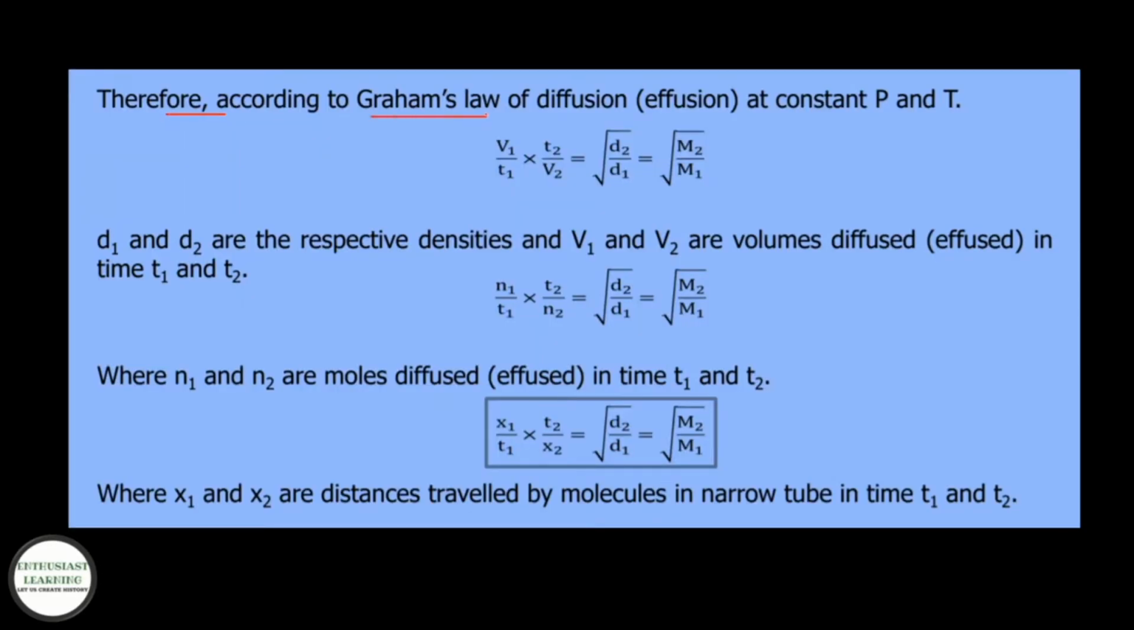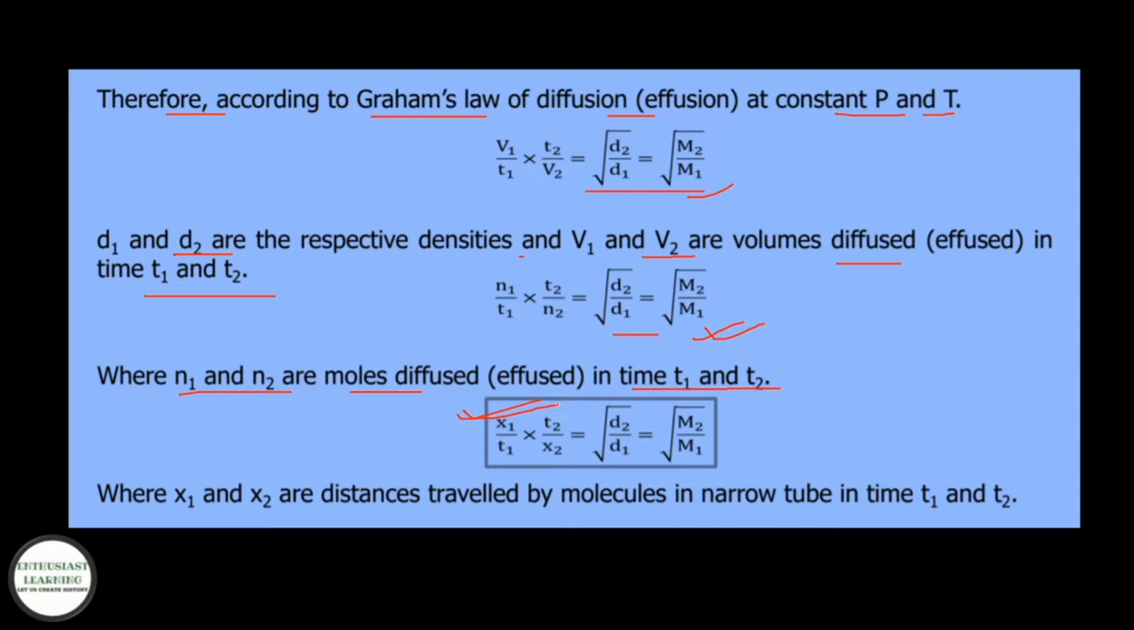Therefore, according to Graham's law of diffusion, at constant pressure and temperature, V1 by T1 into T2 by V2 is equal to root D2 by D1, which is also equal to root M2 by M1. D1 and D2 are respective densities, and V1 and V2 are the volumes diffused or effused in times T1 and T2. N1 upon T1 into T2 upon N2 is equal to root D2 upon D1, which is also equal to root M2 by M1, where N1 and N2 are moles diffused or effused in times T1 and T2.